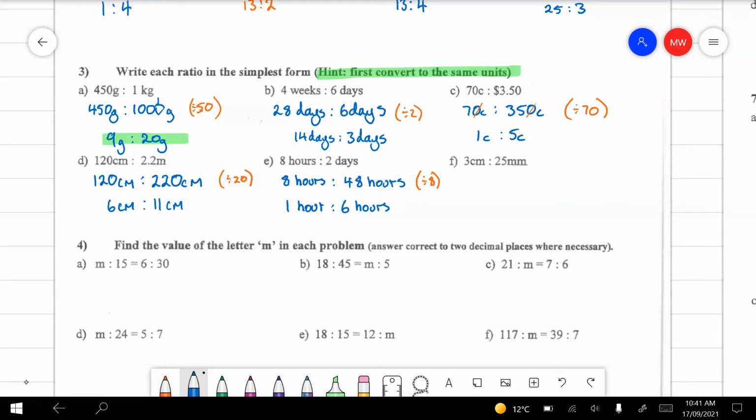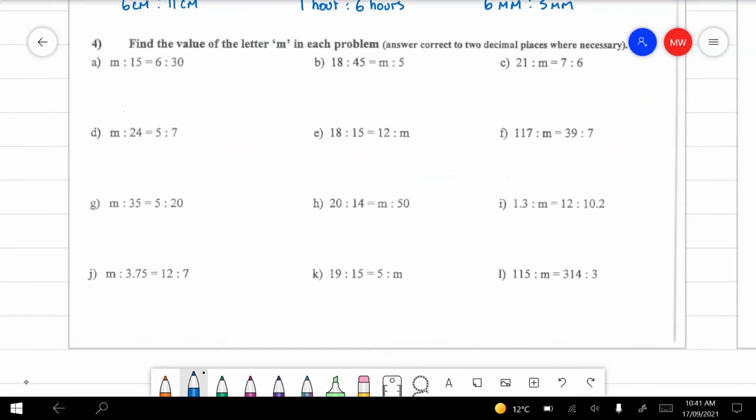And the last one, we've got centimetres and millimetres, so we better convert our centimetres to millimetres, so that becomes 30 millimetres to 25 millimetres. 5 will go into both of those, so let's try that. Divide by 5 both sides, and I've now got a ratio of 6 millimetres to 5 millimetres. Fantastic. Let's go on to question 4.